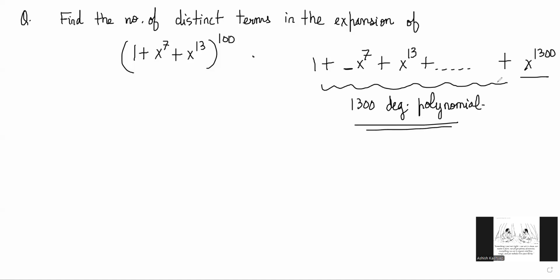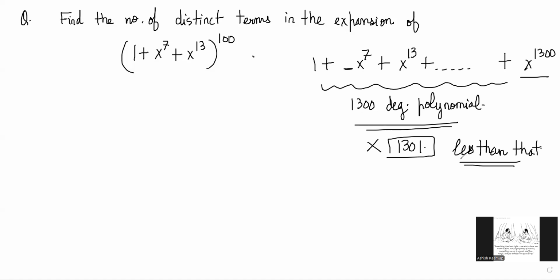Not all the terms will be there, because you only have powers x^7 and x^13. So combinations of x^7 and x^13 will give us the terms, right? So the number of terms is not 1301. It will be less than that. Some terms will be missing, and that is what we have to find here.